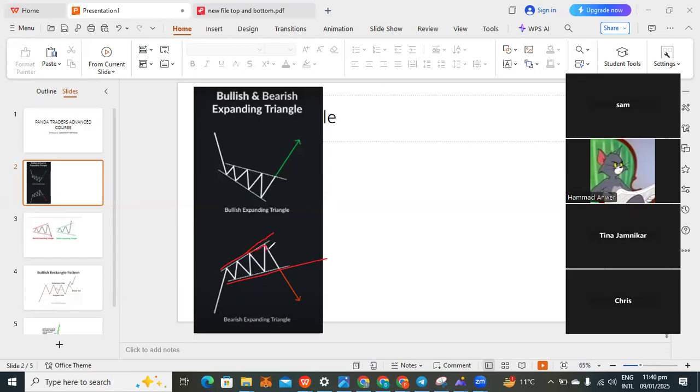And what's your entry point? Your entry point is when it breaks out of the support. That's going to be your entry point. If you are a spot trader, you might want to sell out your holdings over here. And if you are a futures trader, you can just have the top of this candle as your stop loss, or you can also have the resistance as your stop loss and then continue the drop and cash it all. Is that clear, everyone?